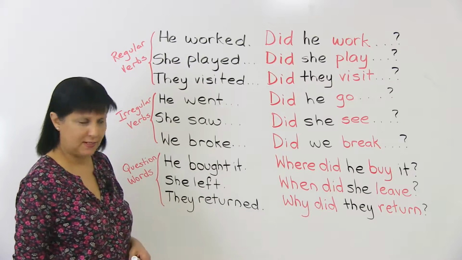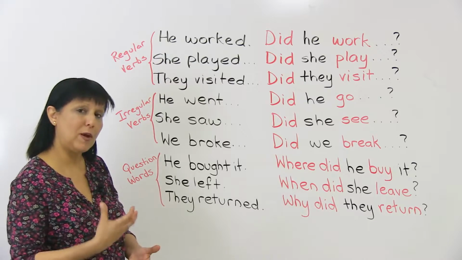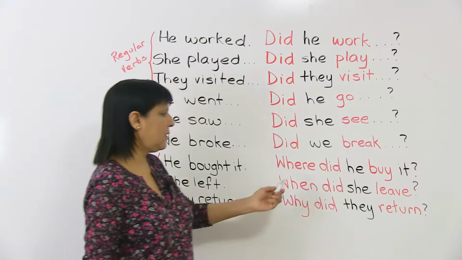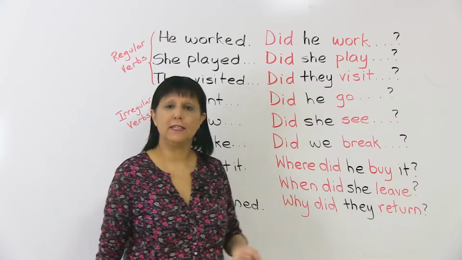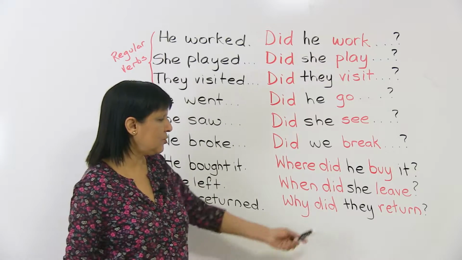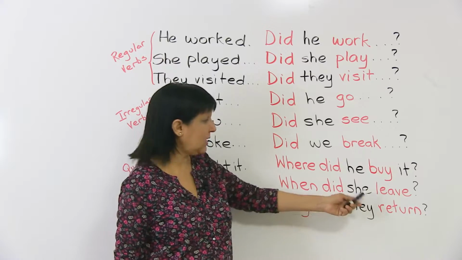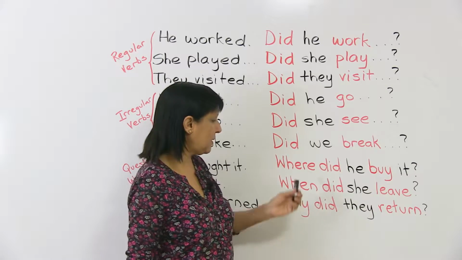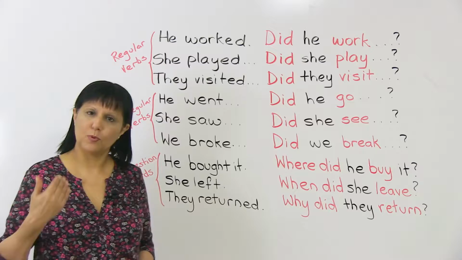She left. All right, now we want to say when. So it becomes, when did she leave? When did she leave? All right, so the most important thing is you're keeping this construction of did she leave, like we saw up here, but you're just adding the question word right before it.